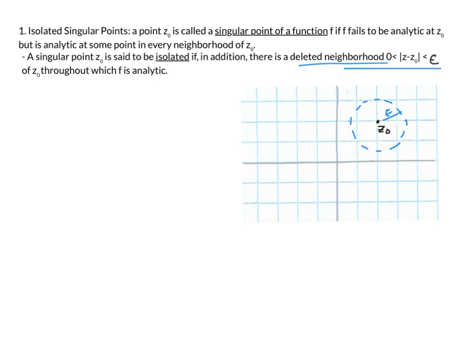So what happens there? In this case, it's isolated if there's a deleted neighborhood of z naught throughout which f is analytic. So if we just remove this one point, then everything is analytic in this neighborhood. In that sense, z naught is isolated because it's surrounded by analytic points, and it's the only singular point in the neighborhood. It has no company.